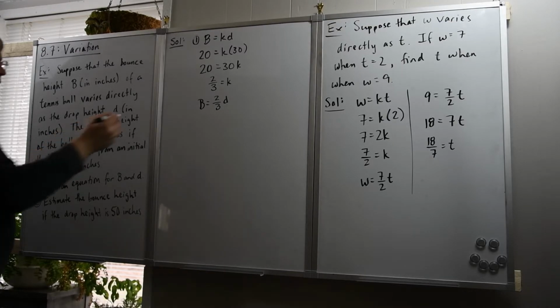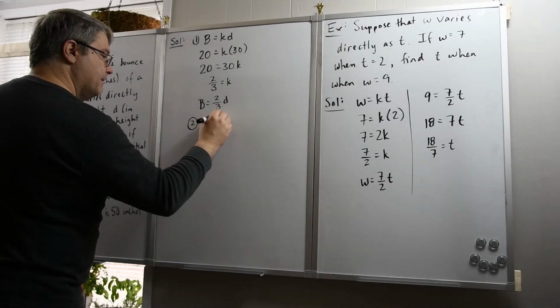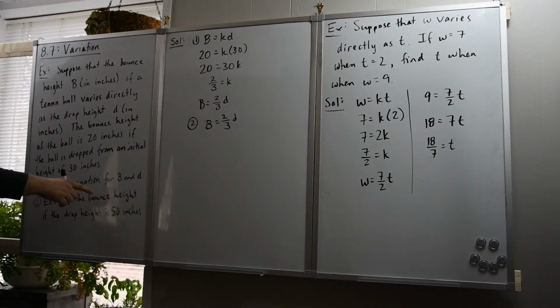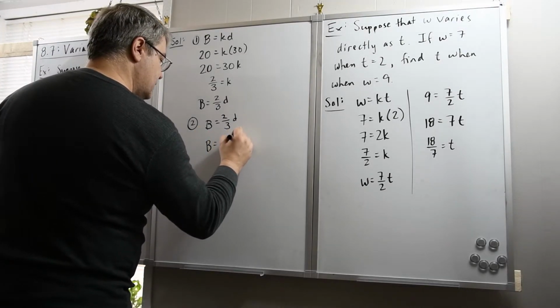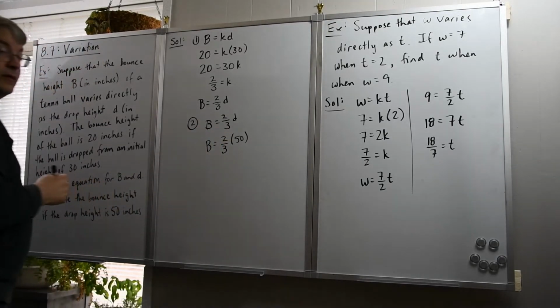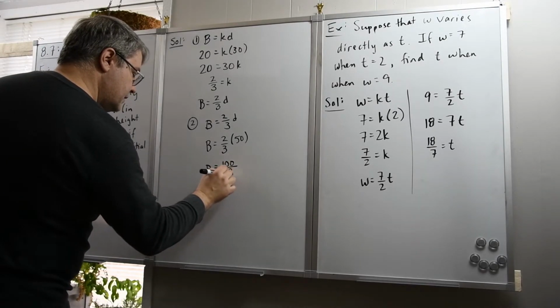So for part 2, we already have the equation from part 1, so we'll go ahead and write that down one more time. B is equal to 2/3 D. But it's this bounce height B that we're trying to get an estimate for if the drop height D is 50. So what I would want to do is plug in 50 for D and then figure out what B is. That gives me 2/3 times 50 is equal to B, which means B is equal to 100 over 3.